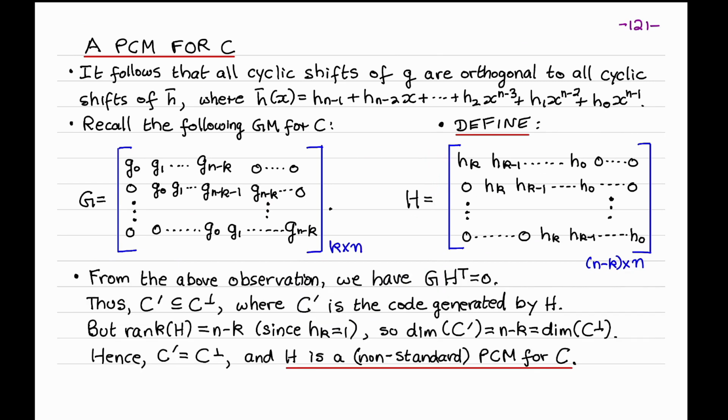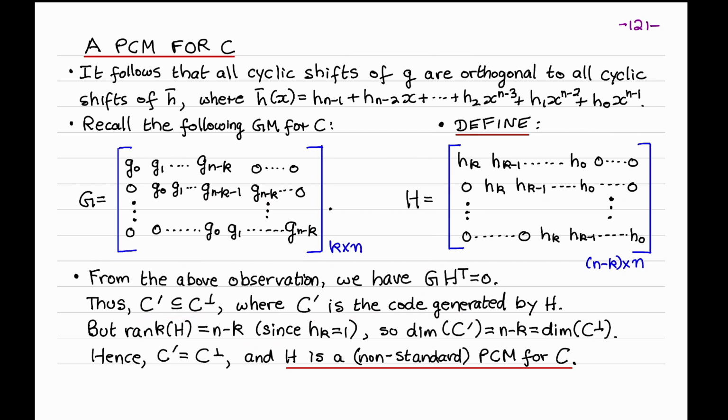Now, from the above observation, we know that every row of G is orthogonal to every row of H. And hence, every row of G is orthogonal to every column of H transpose. And this means that G times H transpose equals 0. It follows that every linear combination of the rows of H is orthogonal to every linear combination of the rows of G. And hence C primed, which is the code generated by the rows of H, is a subset of the dual code of C.